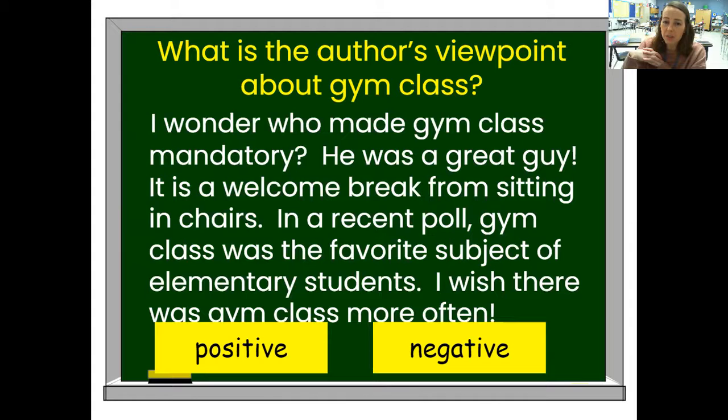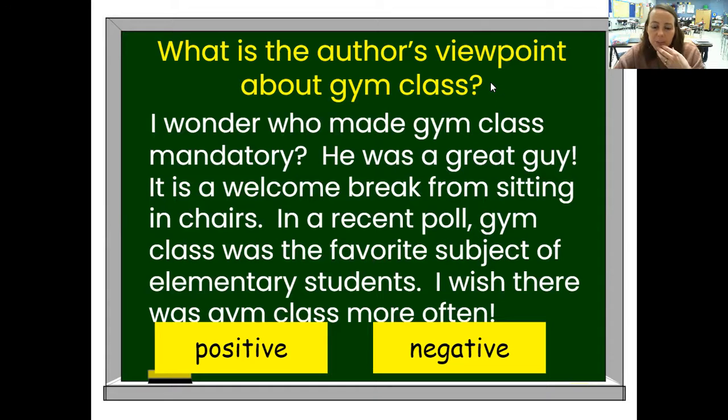Okay, so think about what the author wrote about gym class. Does the author have a positive viewpoint towards gym class? They think it's good, or a negative viewpoint towards gym class? They think it's bad. Use thumbs up, thumbs down to decide what you think. Okay, if I'm having to figure out what the author's viewpoint is, the thing I'm going to look for first is opinion words. Anytime the author uses words like best or worst or good or bad, those are really good clues to help us figure out the author's viewpoint.